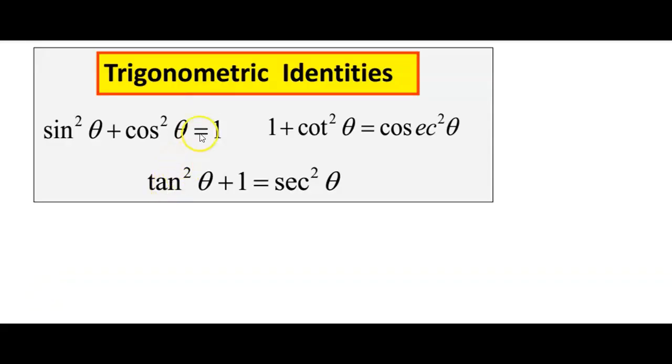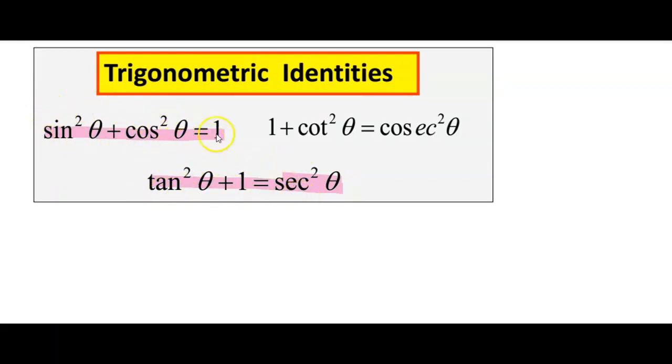Hi everyone. In this video, we're going to learn how to prove identities using the three basic identities. The first identity that we are going to use is sine square plus cos square equals 1. And you can derive the second identity, tangent square plus 1 equals secant square, by dividing the first identity by cos square theta on both sides. You will obtain the second identity.